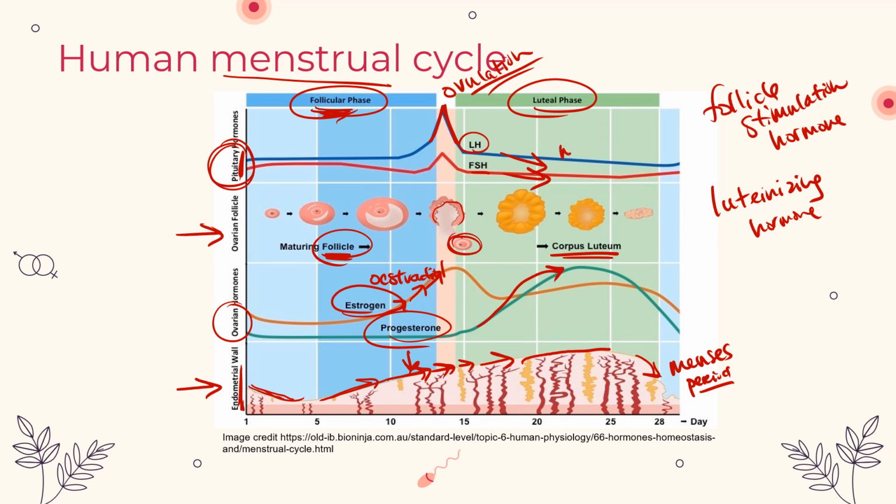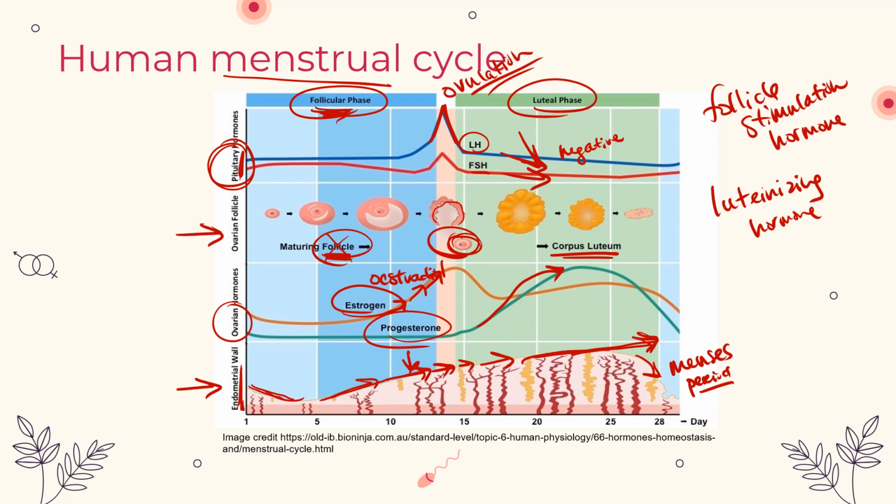That is going to be some negative feedback, because if implantation occurs, if there is a pregnancy, then we definitely don't want to start releasing more eggs. So an increase in progesterone leads to a decrease in FSH, which means no more eggs are being produced.